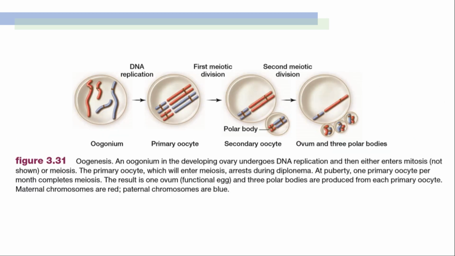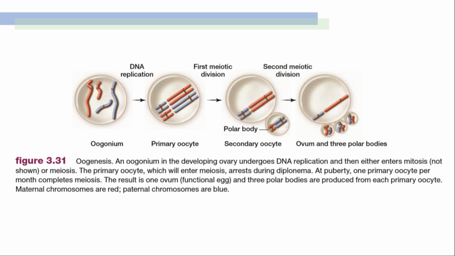Ulitin natin para mas maintindihan. In this illustration, nagpakita siya ng isang oogonium. Ito yung counterpart ng spermatogonium sa babae. Yung oogonium, mag-undergo siya ng DNA replication as a preparation for mitosis. Then magpuproduce siya ng primary oocyte, which is also diploid. Yung oogonium, diploid din yon.